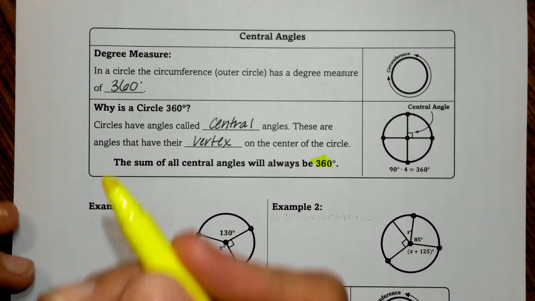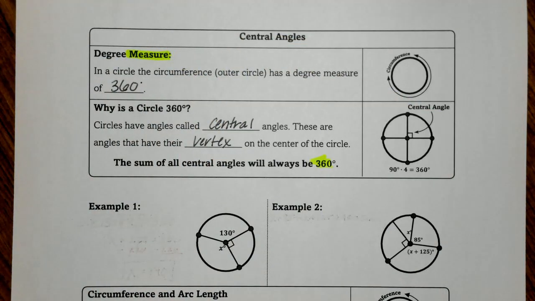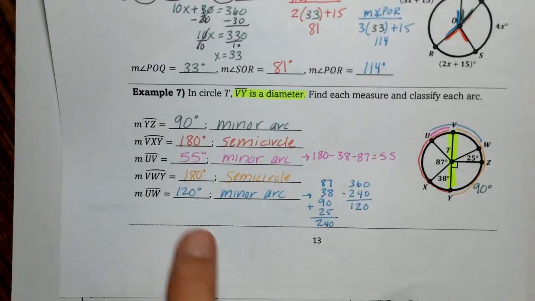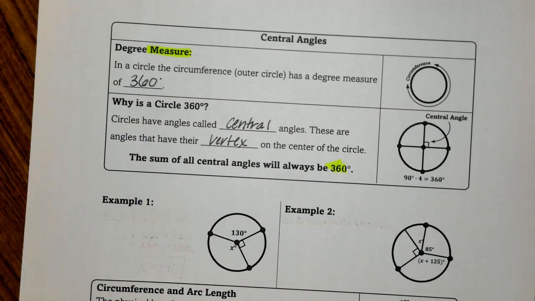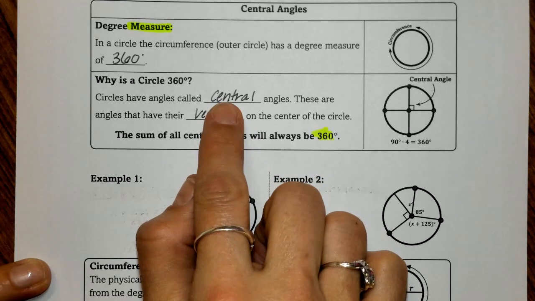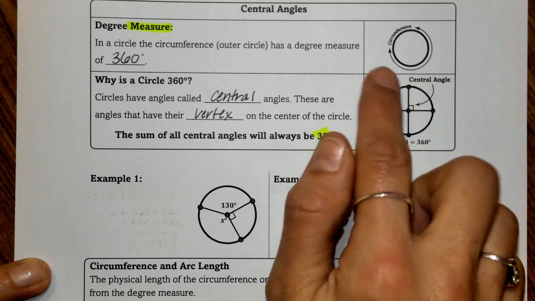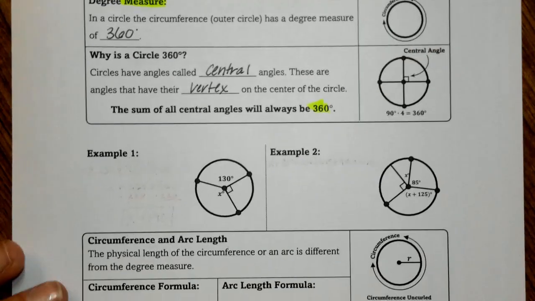What I need you to understand is that when we move to arc length, you're going to see a difference. Degree measure is degrees. So if I ask for the measure of an arc, which on our previous page we saw with little m's next to the arcs, I want degrees. The circumference degree measure is 360 because the central angles all add up to 360 degrees, and the central angles and the arcs are exactly the same measurement.